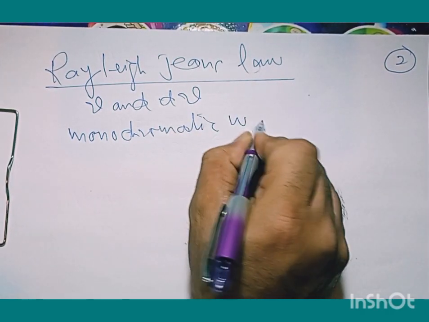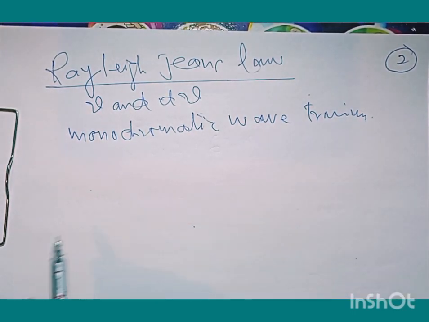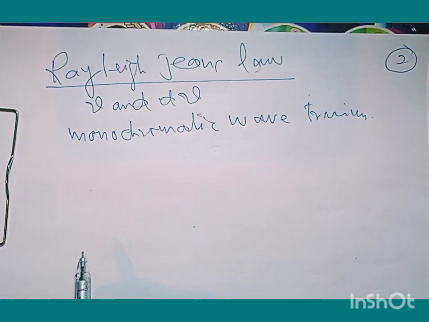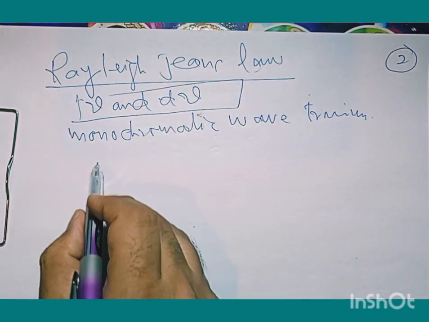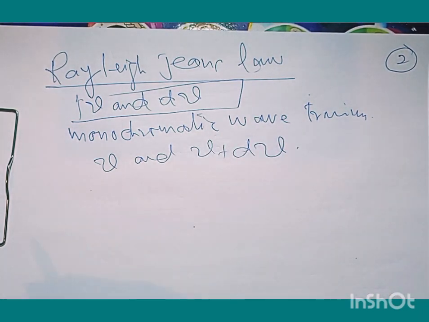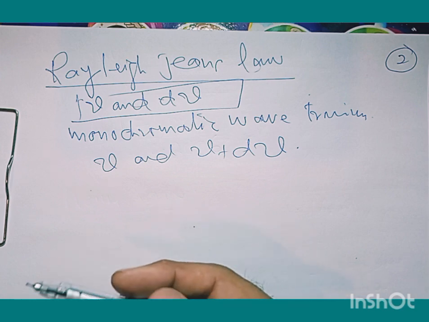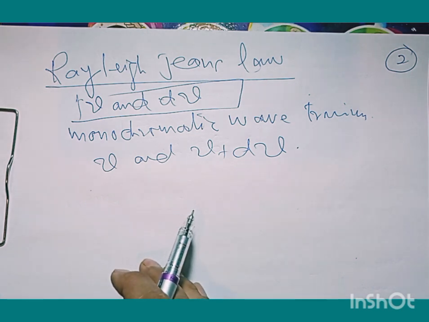Monochromatic wave trains. And the number of such trains, or equivalent degrees of freedom, lying between the frequency range of nu and nu plus d nu was determined. Then the energy carried by each degree of freedom is calculated from general statistical theory, and hence the energy density of the radiation can be determined.